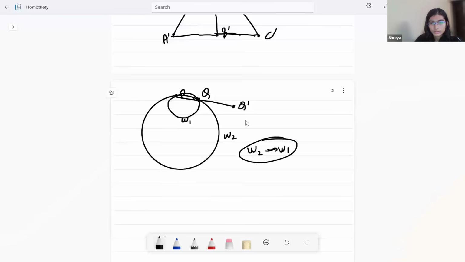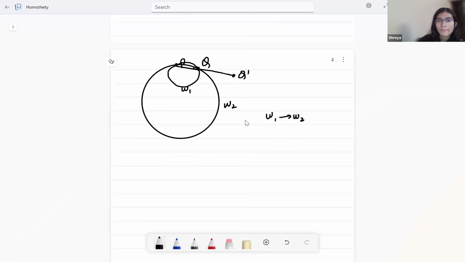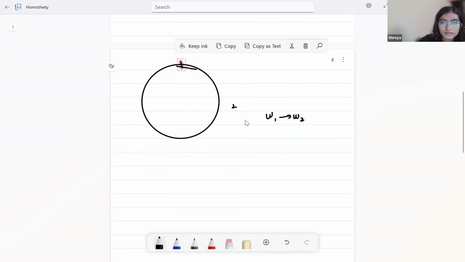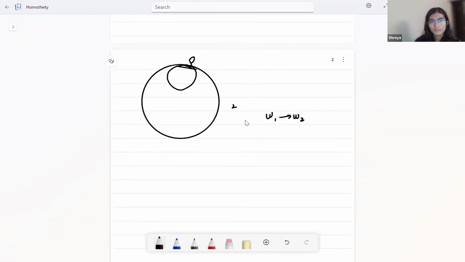And no, wait, never mind. You take the homothety taking omega 1 to omega 2, and then it will go someplace outside because a line can only intersect the circle twice. So we'll get tangent circles. And there are a lot of nice things. Okay.